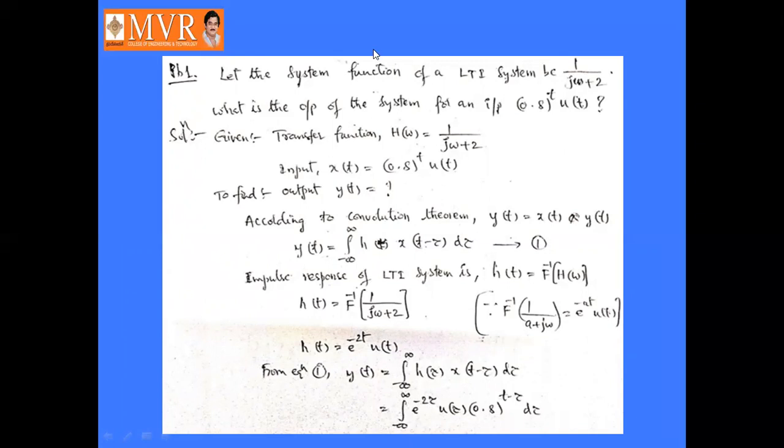In the next step, we show like this. See here, y of t equals integral 0 to infinity e power minus 2 tau into 0.8 whole power t into 0.8 whole power minus tau d tau. There is no u of t, because its value is 1 only. Then extract 0.8 whole power t outside: integral 0 to infinity e power minus 2 tau into 0.8 whole power minus tau d tau.